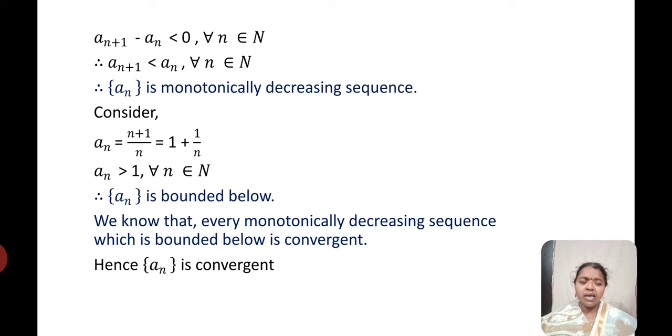Now let's consider an. This is equal to n plus 1 by n. When I take a common denominator, I would be getting it as 1 plus 1 by n. You know, n is nothing but a natural number. So whatever value I give for n, an is going to be greater than 1. Therefore, an is bounded below. We know that every monotonically decreasing sequence which is bounded below is convergent. Hence, the given problem is convergent.